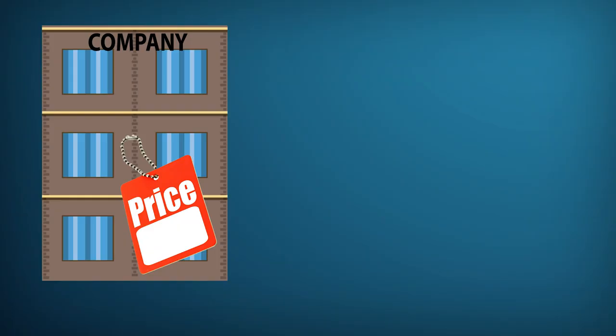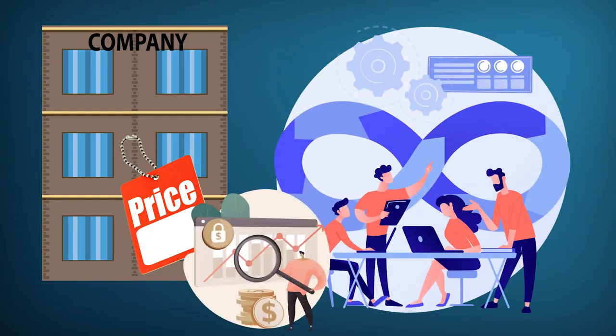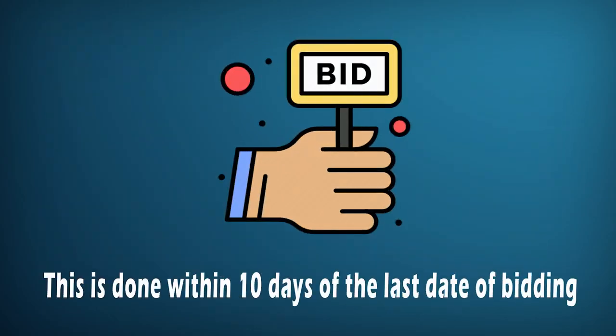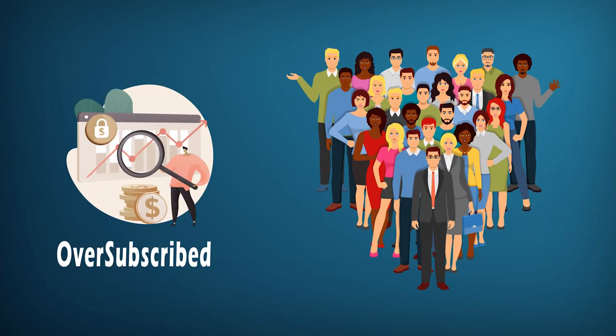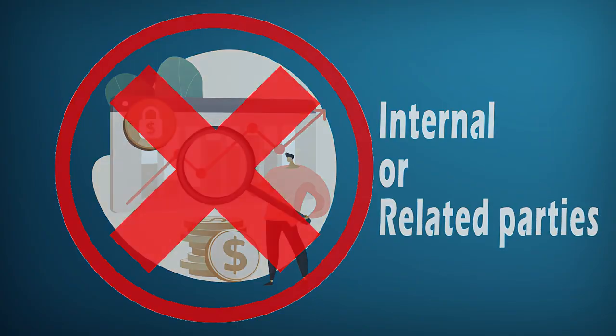Once the price has been finalized, the company and the underwriters will work together to determine how many shares are to be allotted to each investor. This is done within 10 days of the last date of bidding. If the shares are oversubscribed, then the remaining shareholders are refunded. During this step, it is also ensured that no shares are allotted to internal or related parties.